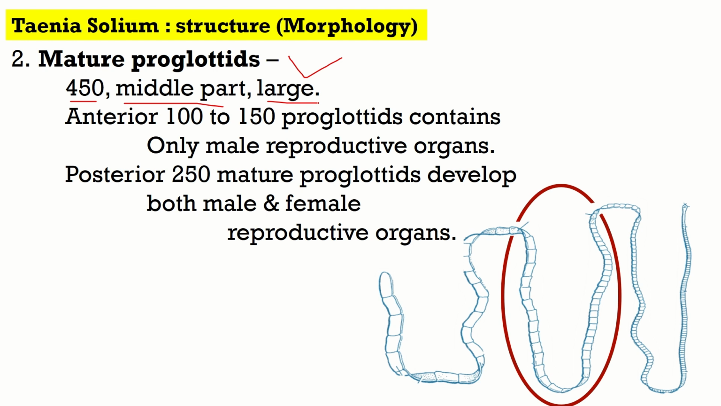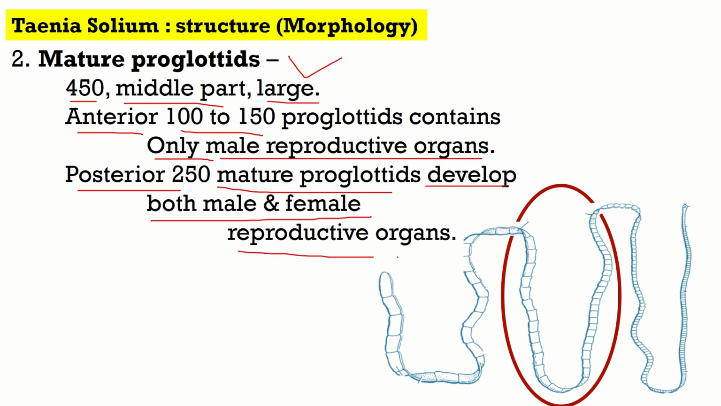Out of these 450 mature proglottids, the anterior 100 to 150 contain only male reproductive organs, while the posterior 250 mature proglottids develop both male and female reproductive organs.